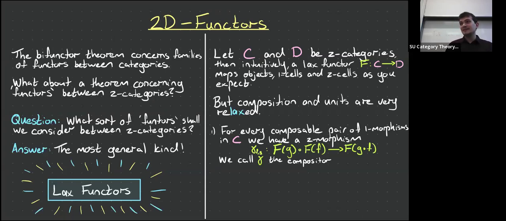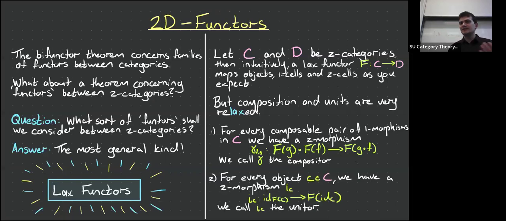Now, you might think that when going to two categories, that equality is far too strict. We should replace that with an isomorphism, and that would give you the concept of a pseudofunctor. But we're going even more relaxed than that. We aren't even asking this morphism to be invertible. All we're asking is that there is some two morphism, which we call gamma, indexed by f and g, which maps F of g composed with F of f to F of g composed with f. This we call the compositor. And similarly, we need this kind of relaxed notion of an identity.